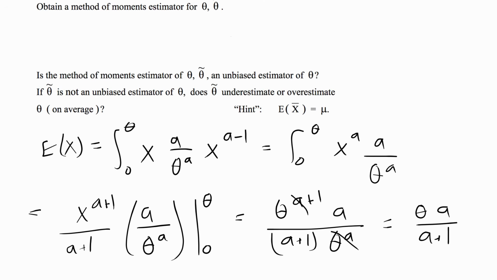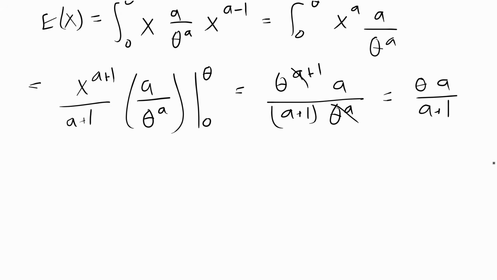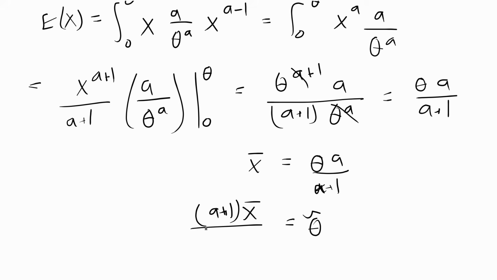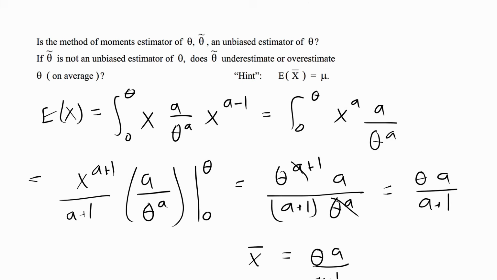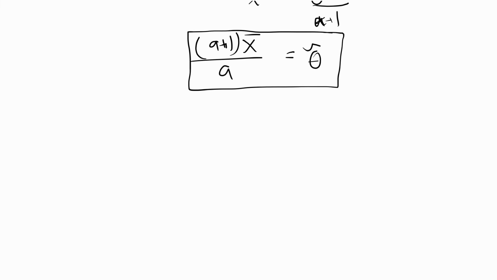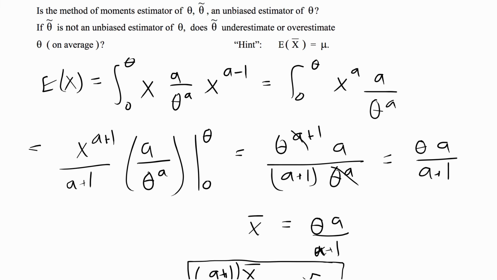So in this case, we want to think of this in terms of the sample. So we're going to say that the sample mean is equal to the expected value, which we got equal to this. And if we consider this the estimator, then we're going to solve for that. And that's going to give us a plus 1 times the sample mean over a, and that's our method of moments estimator for theta. The second part of the problem asks whether it's biased or unbiased, and if it's biased, whether it overestimates or underestimates.